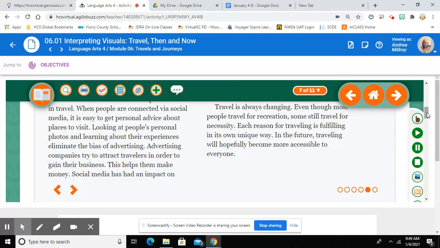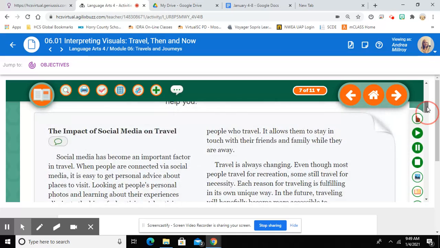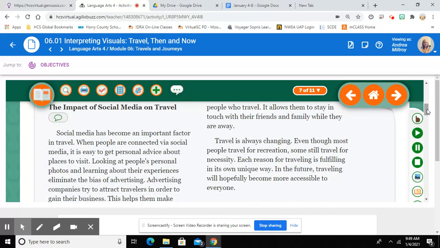Social media has had an impact on people who travel. It allows them to stay in touch with their friends and families while they are away. Travel is always changing. Even though most people travel for recreation, some still travel for necessity. Each reason for traveling is fulfilling in its own unique way. In the future, traveling will hopefully become more accessible to everyone.